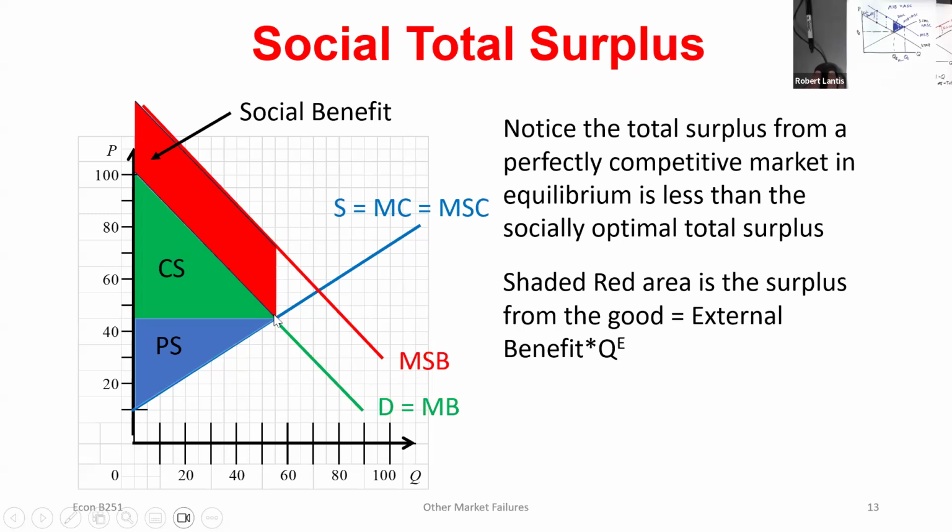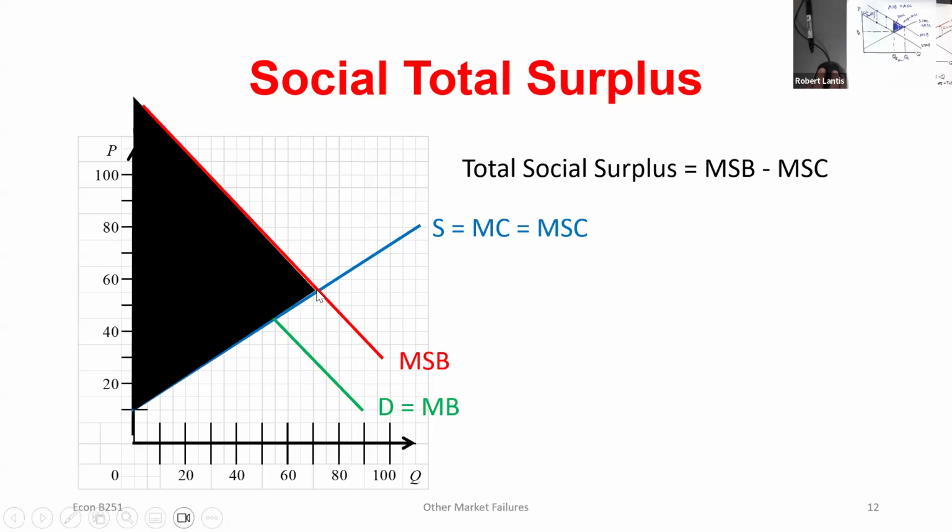Okay. So this is total surplus for the market, or sorry, total surplus for society if we allow the market to make the decision: consumer plus producer surplus plus now this additional social benefit. But notice, if we were at that socially efficient quantity, all of this would be total social surplus. It's actually a little bit larger.